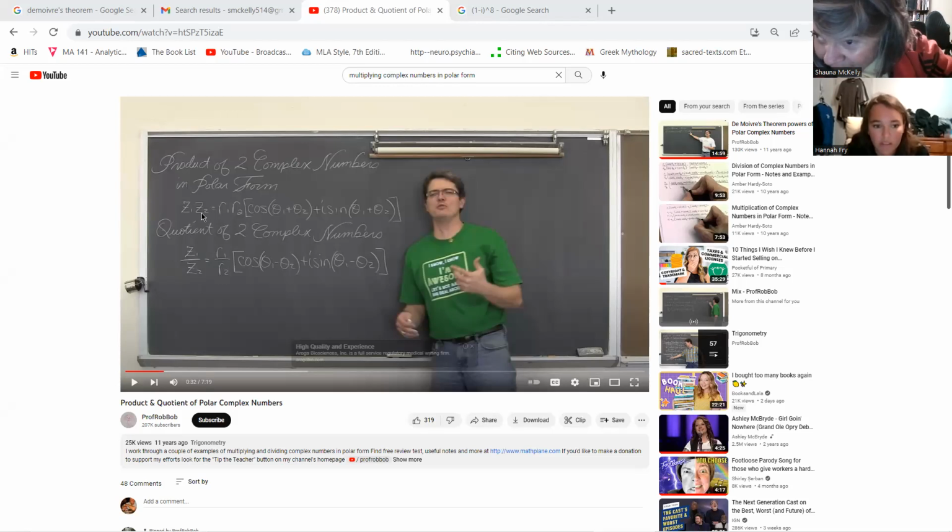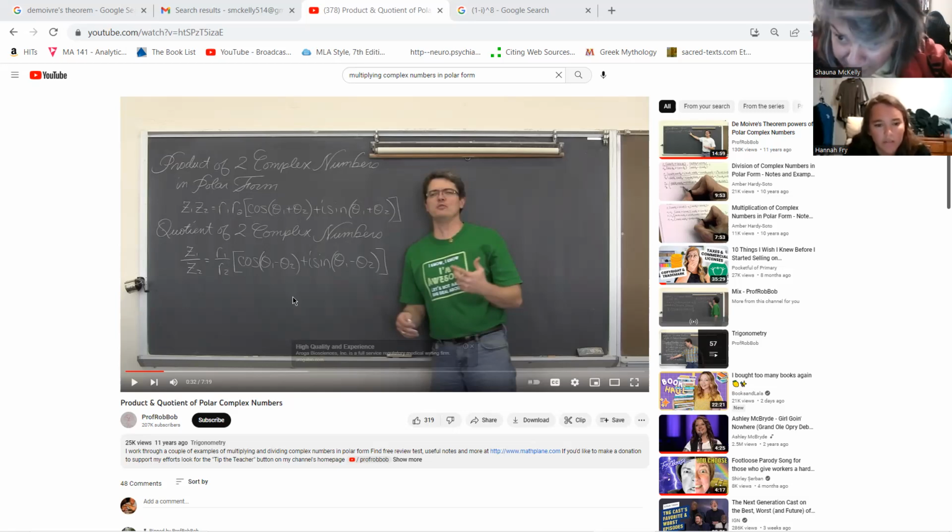We multiplied the numbers. That was the first example. If you wanted to divide them, all you would do is take the first radius and divide it by the second one. And then instead of adding the arguments together, you subtract them. You subtract the first angle minus the second one.